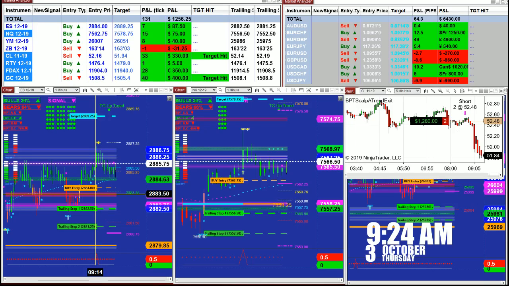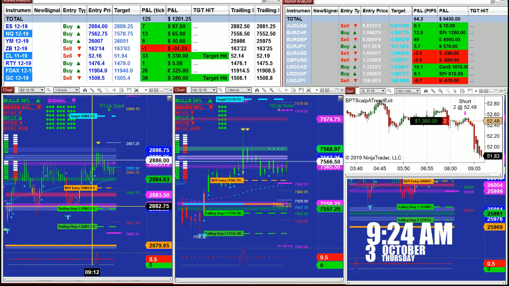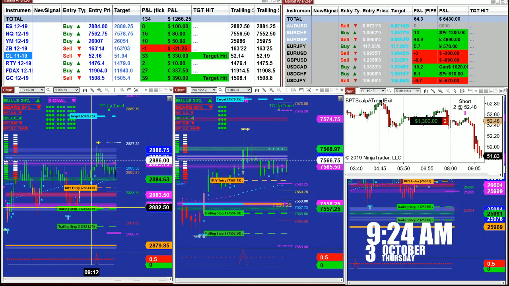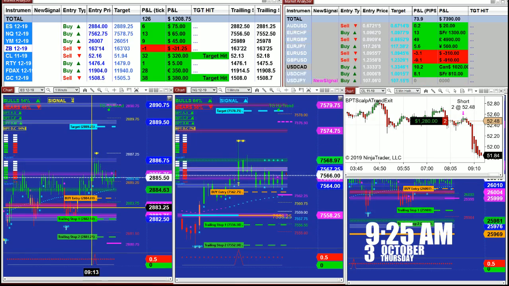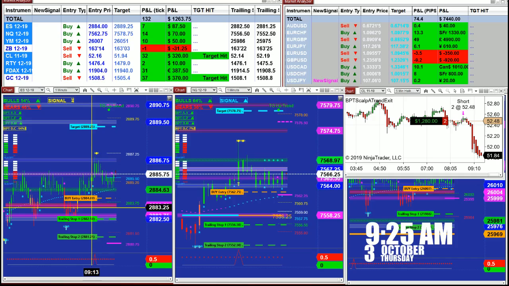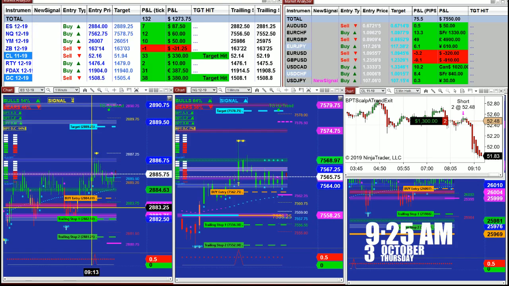Anything below 83.50, this is a support line, and 82.75, 82.50, those are major support areas, and we need to break those, and they're not going to be broken easily.